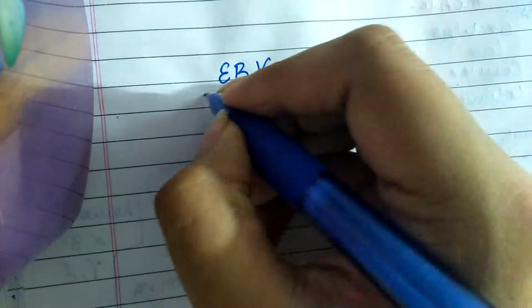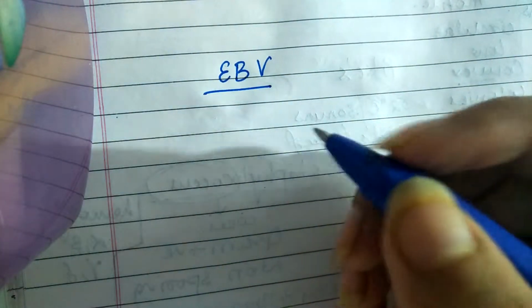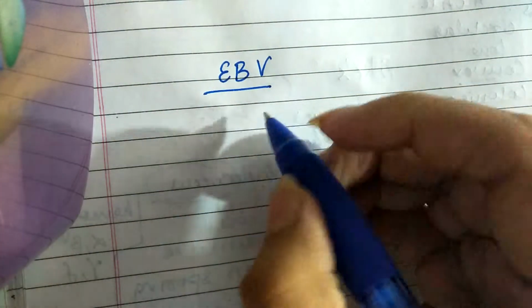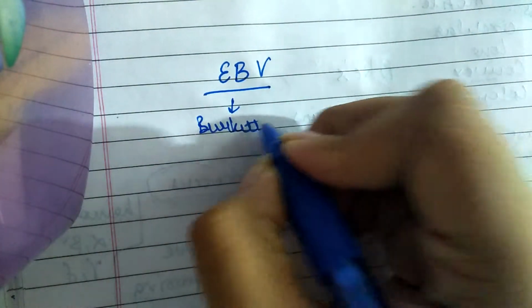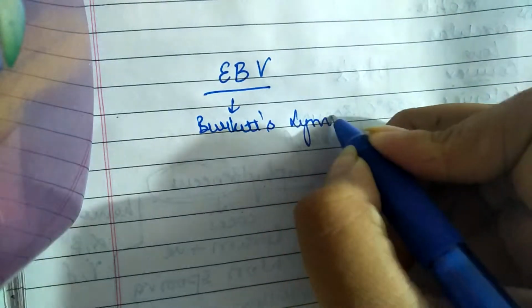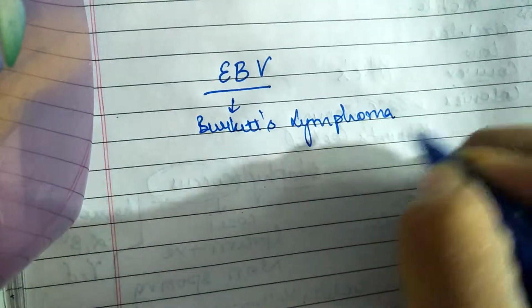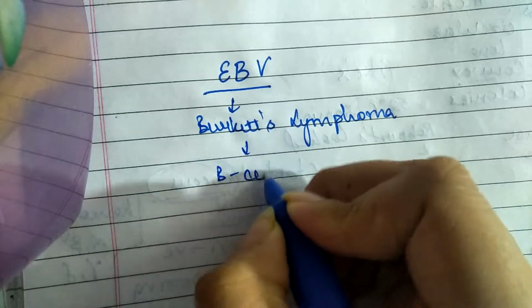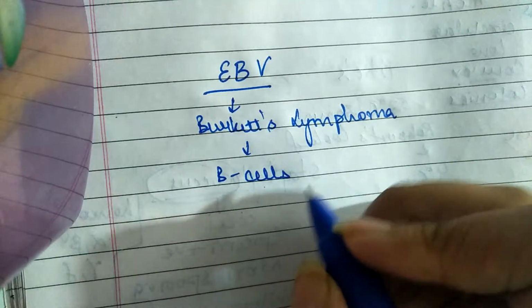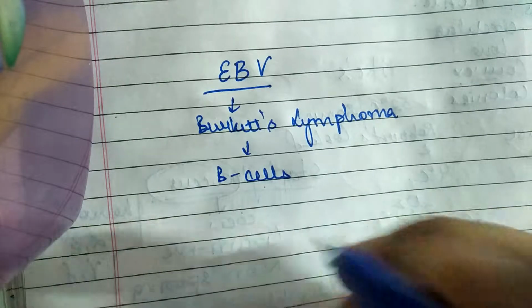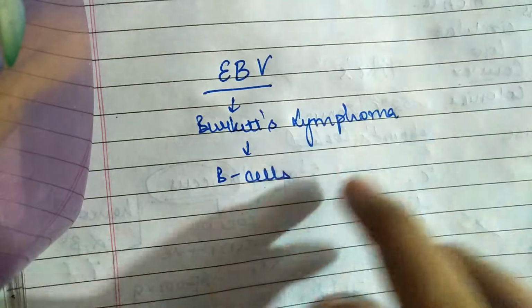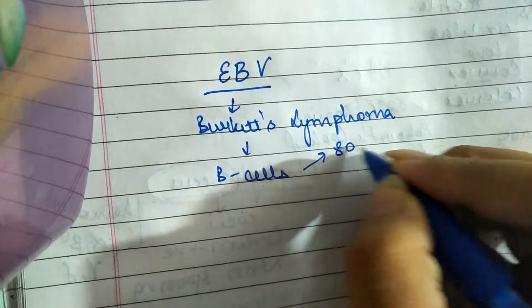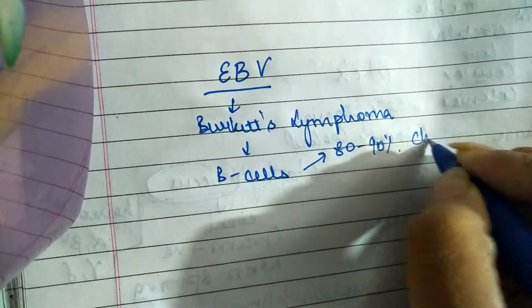So we are going to do Epstein-Barr virus, which is a herpes virus, and it was first isolated from Burkitt's lymphoma. It affects B cells of the immune system, and transforms them in such a way that they multiply continuously. It doesn't stop multiplying, and it is prevalent in 80 to 90% of children.